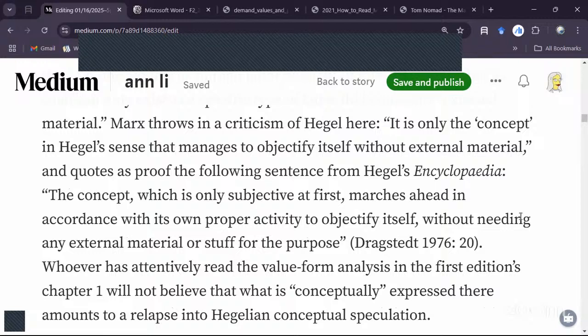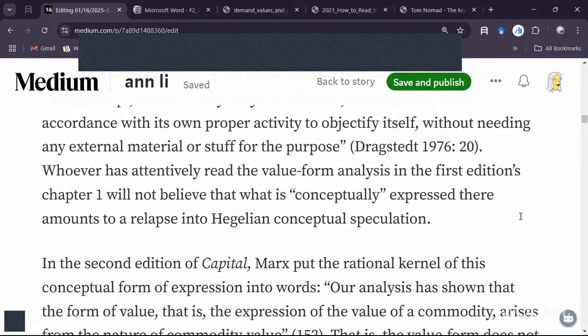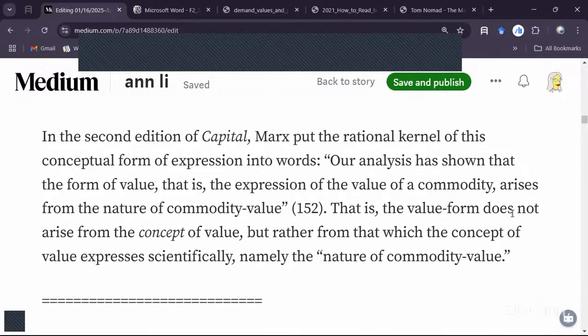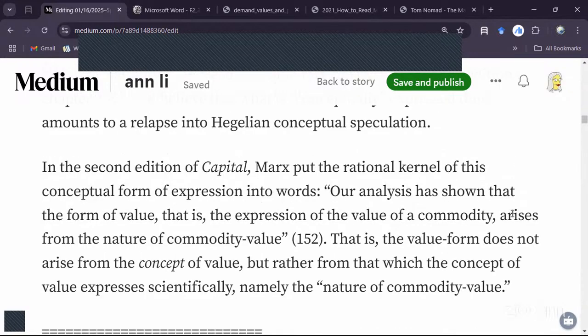Whoever has attentively read the value form analysis in the first edition's chapter 1 will not believe that what is conceptually expressed there amounts to a relapse into Hegelian conceptual speculation. In the second edition of Capital, Marx put the rational kernel of this conceptual form of expression into words. And that's the key element here, of course, because of the translation stuff. "Our analysis has shown that the form of value, that is the expression of the value of a commodity, arises from the nature of commodity value."